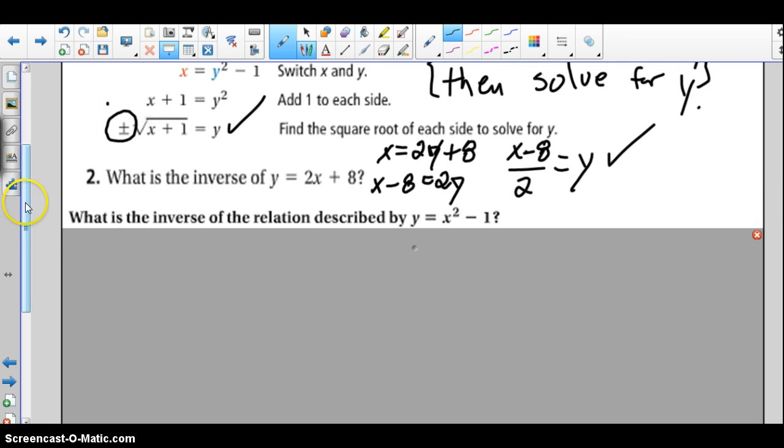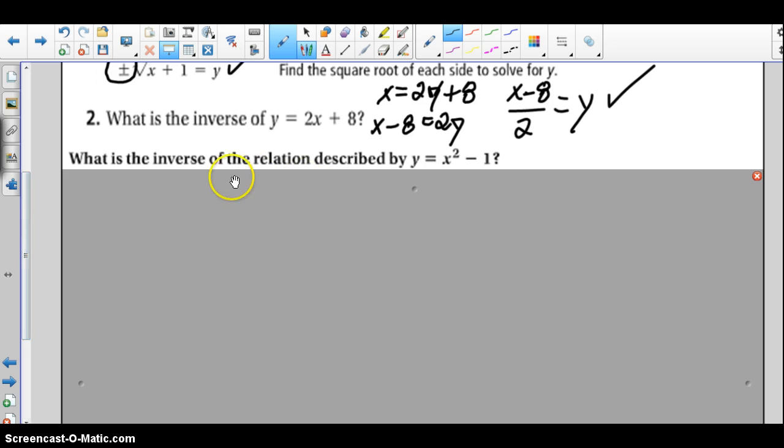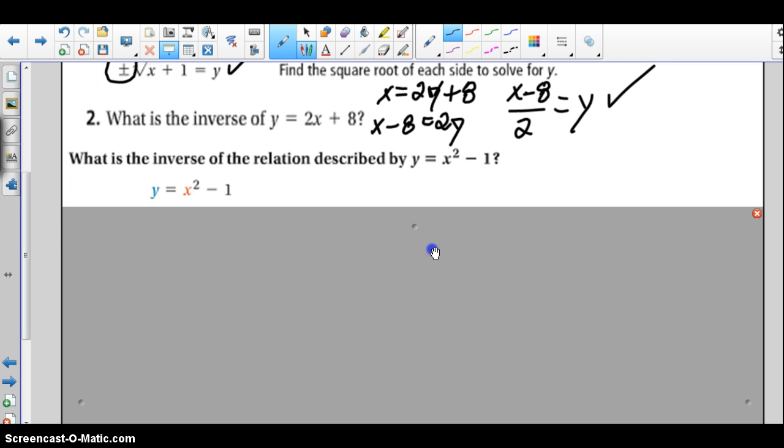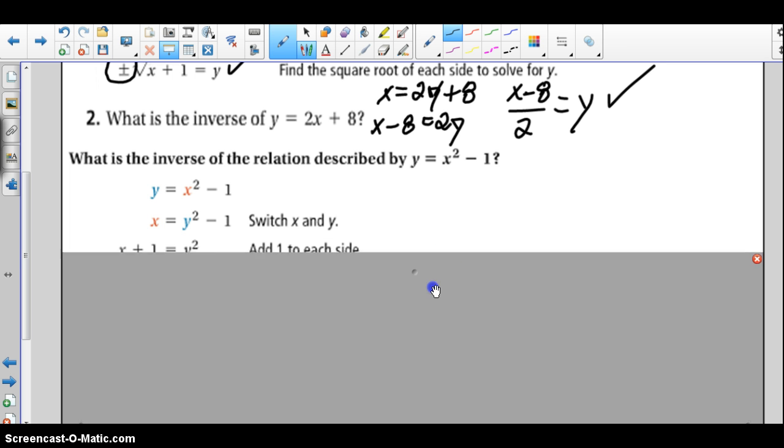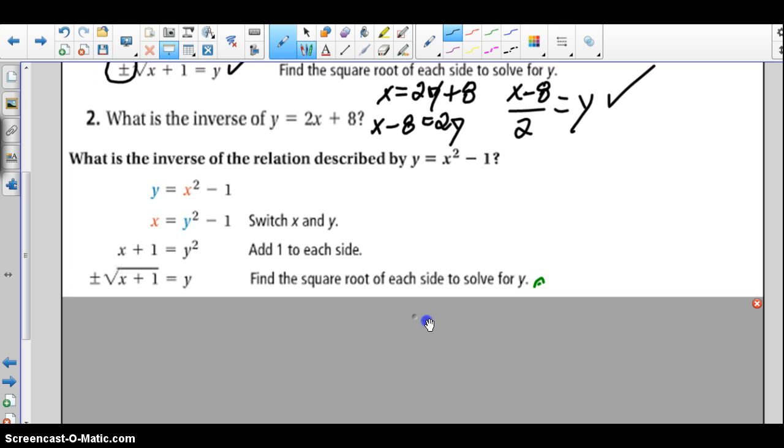Take a look at the next one. What is the inverse of this relation described here? Again, switch out the x and y's. Then solve for y. So far, so good.